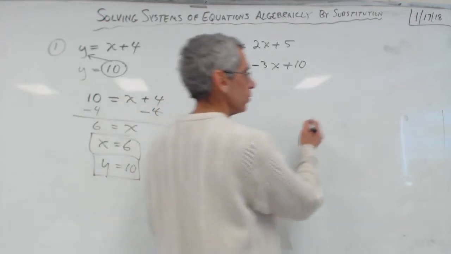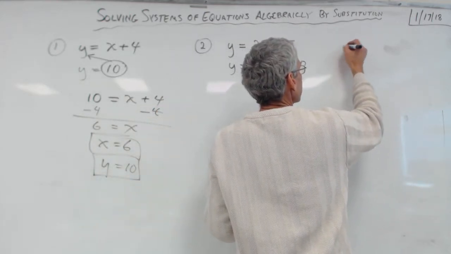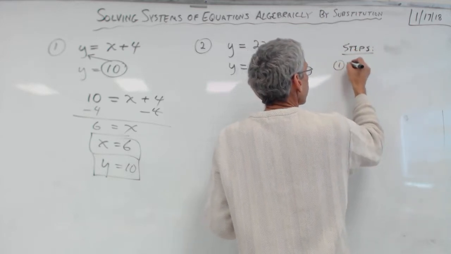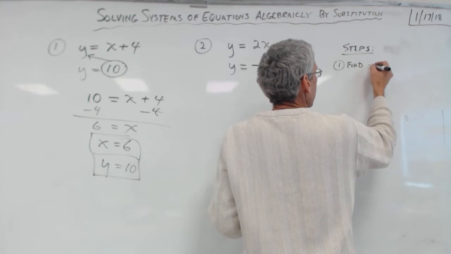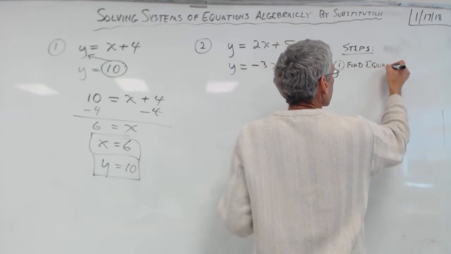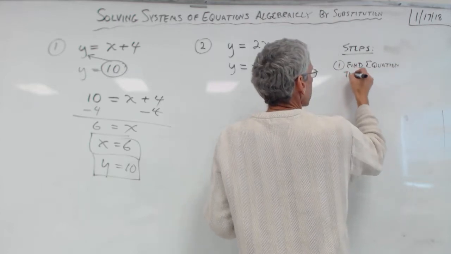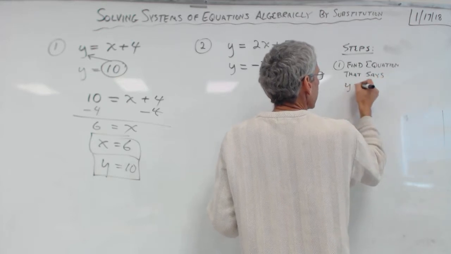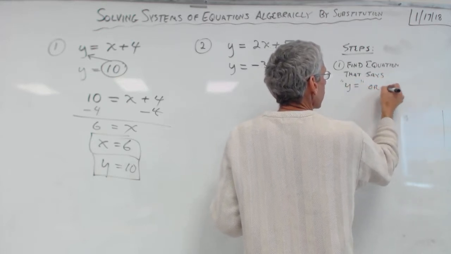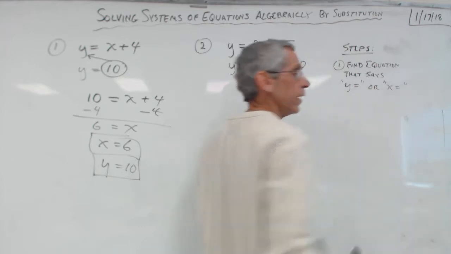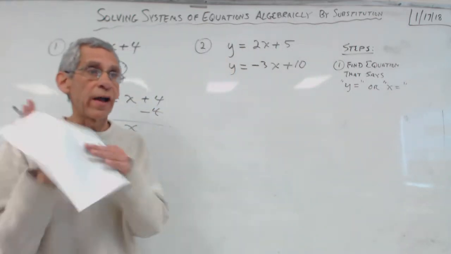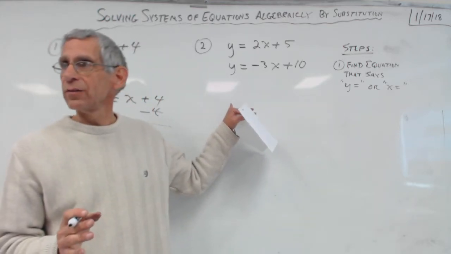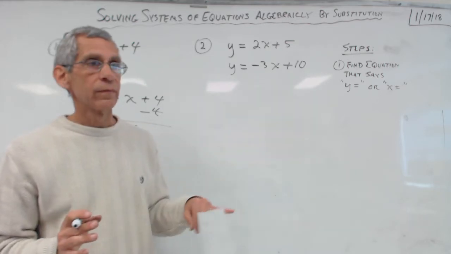Substitute. So these are my steps for systems of equations. Number 1, find an equation that says y equals or x equals. I want an equation that says y equals this or x equals this. Do I have an equation in that situation? Yeah, which one? The top and the bottom.